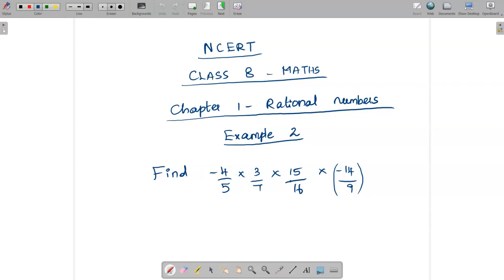Hello students, today we are going to see chapter 1, rational numbers, example 2. So they have given the problem that we need to find the multiplication of these 4 terms, that is minus 4 by 5 into 3 by 7 into 15 by 16 into, within the braces, minus 14 by 9. Okay.